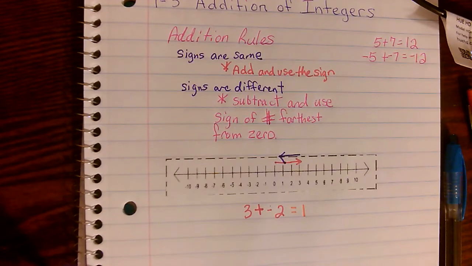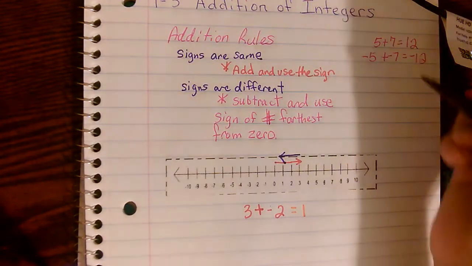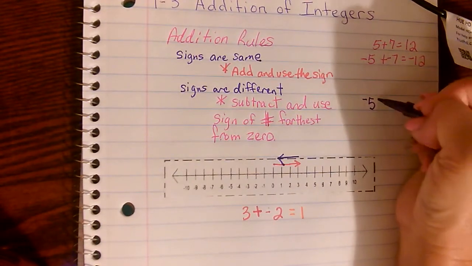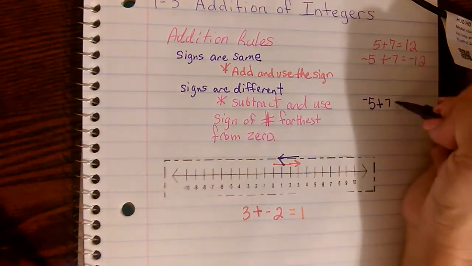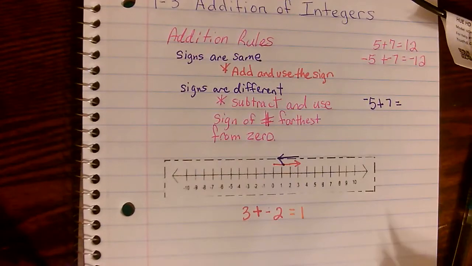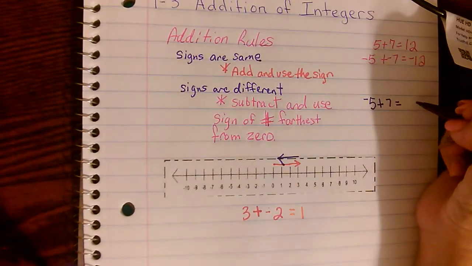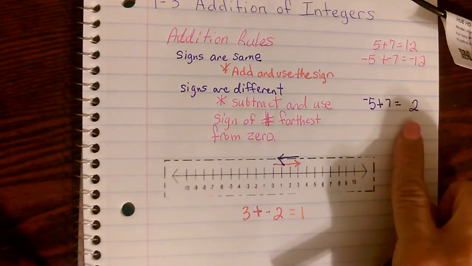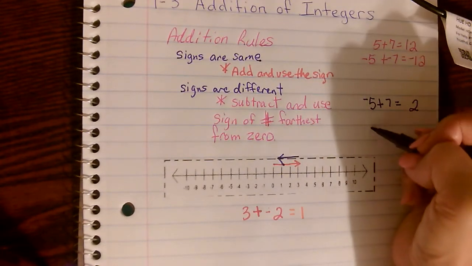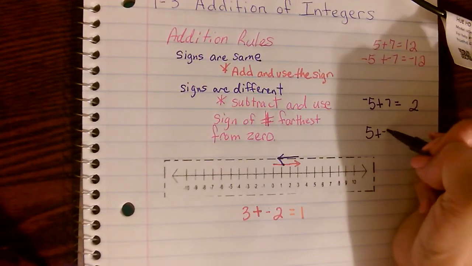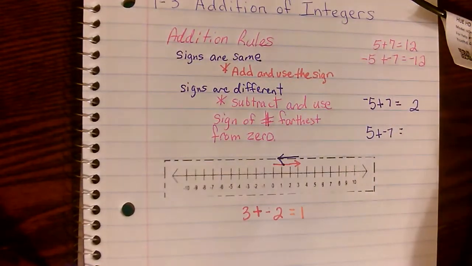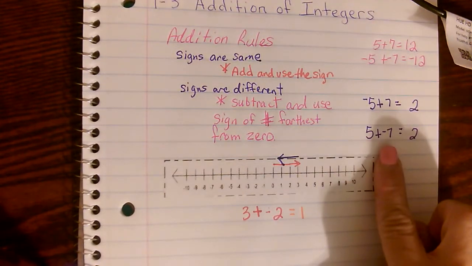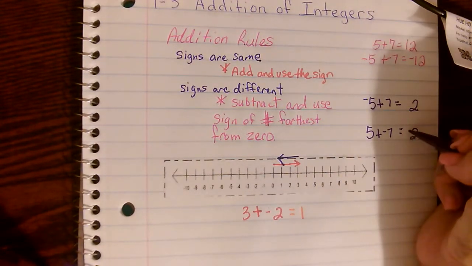And that works the same up here. We're going to write 2 examples. If I use these numbers but with, this time, a negative 5 plus 7, the signs are different. So I subtract. 7 minus 5 is 2. 7 is farther from 0 and it's positive, so the answer is positive. But let's change this around. What if I use a positive 5 plus negative 7? Signs are different again. I subtract. 7 minus 5 is 2. 7 is farther from 0 and it's negative. My answer is negative.